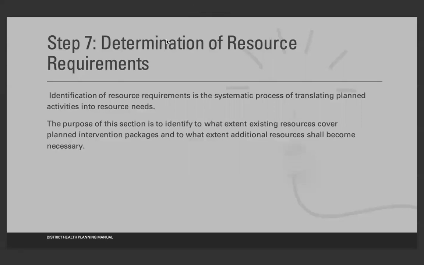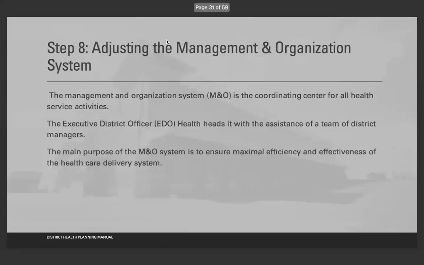Step 7 is determination of resource requirement. Identification of resource requirement is the systematic process of translating planned activities into resource needs. The purpose of this section is to identify to what extent existing resources cover planned intervention packages and to what extent additional resources shall become necessary.